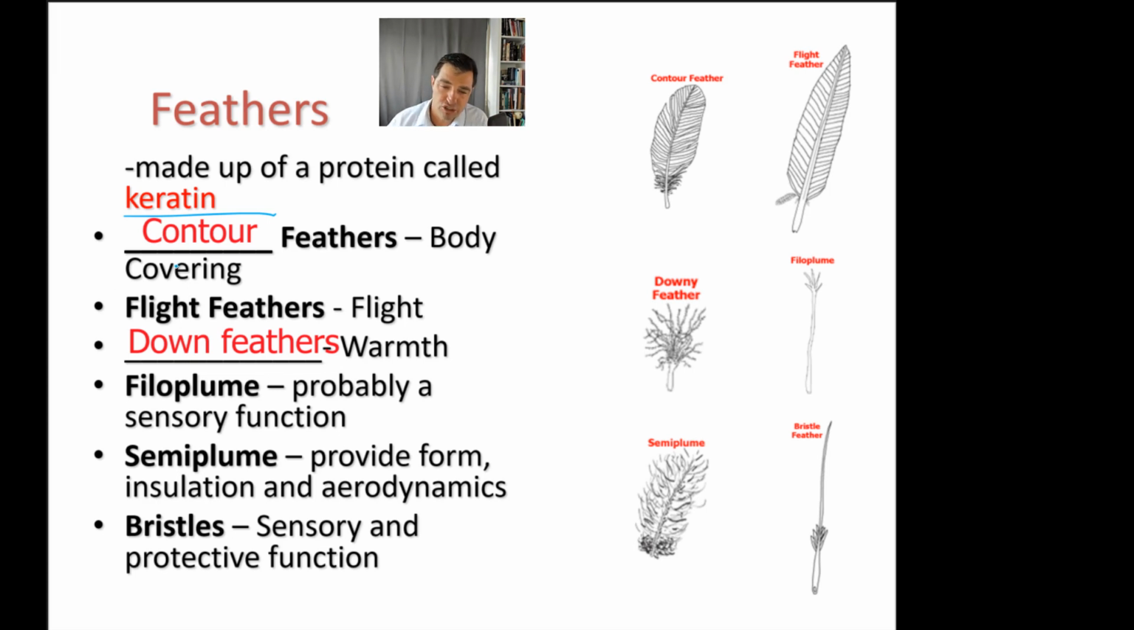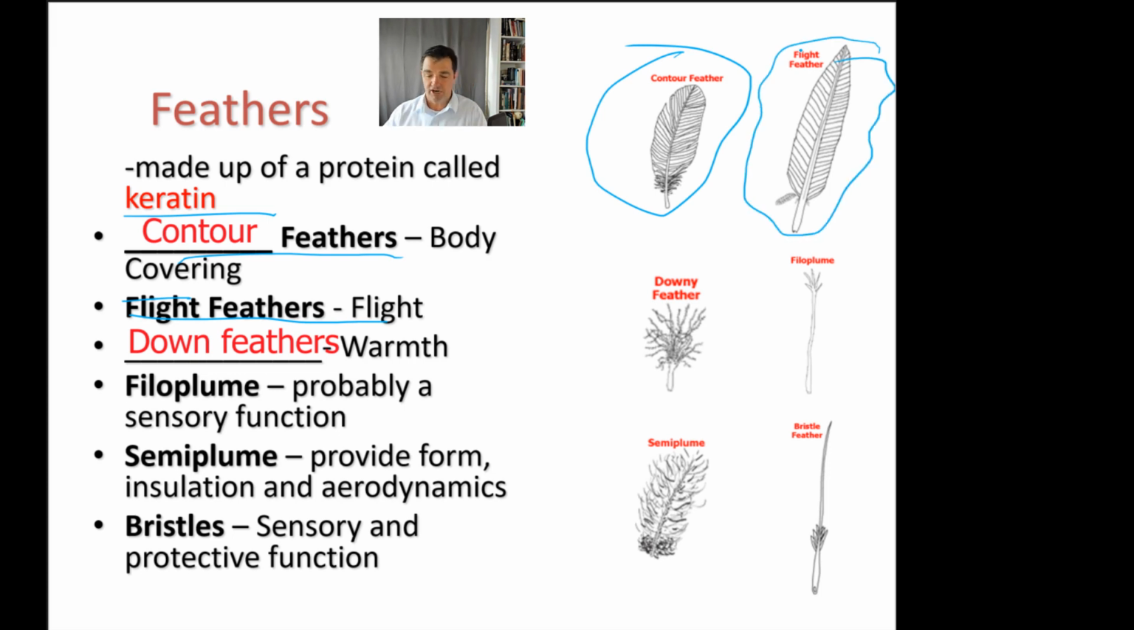And so there are contour feathers that are used for body coverings. And you can see the contour feathers there covering the body of the bird. There are obviously flight feathers, which are used for flight. They are long, they're tapered, and they act as an airfoil. They trap air so that it can't go through the feather, but rather it pushes the air in a certain way, and birds can manipulate their wing and therefore these flight feathers to generate lift.